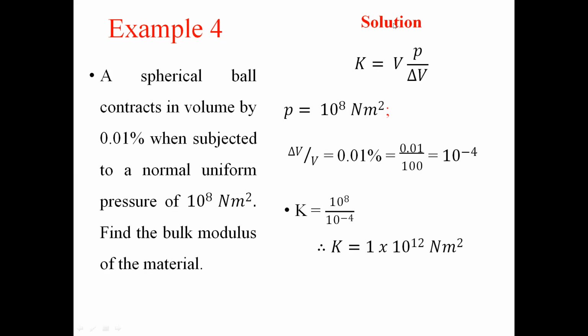Capital K equals V into P by delta V. P means pressure, 10 to the power of 8 Newton per meter square.